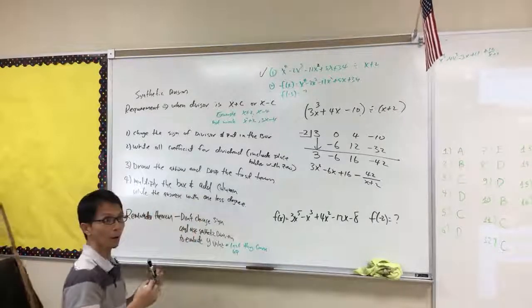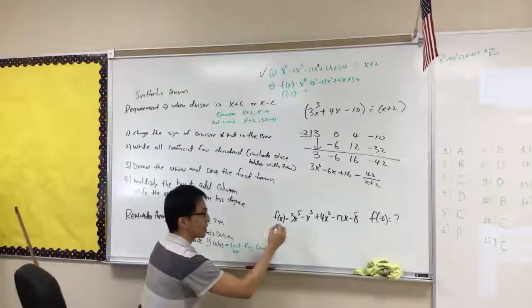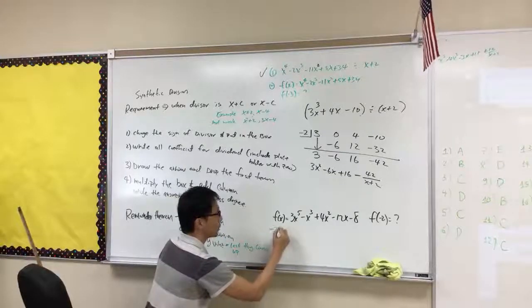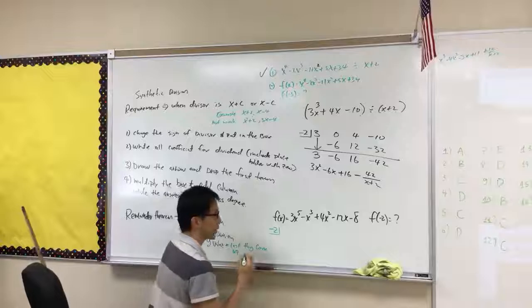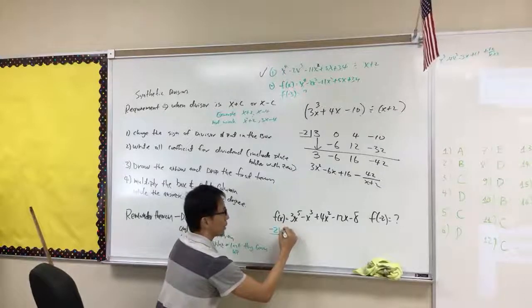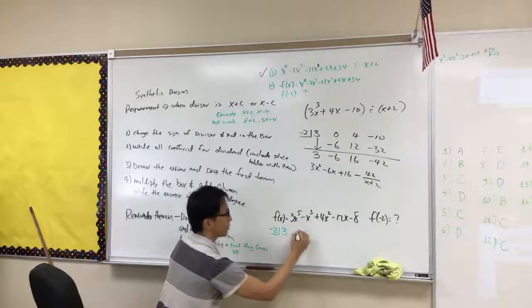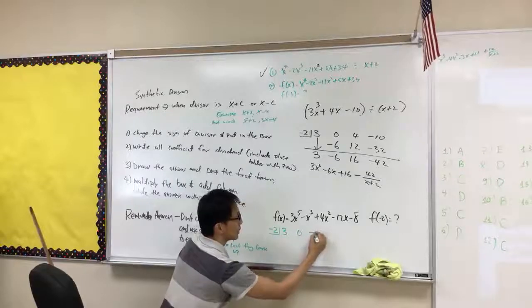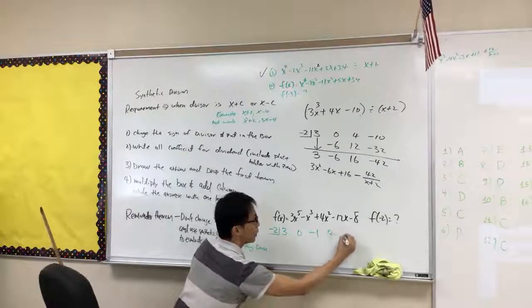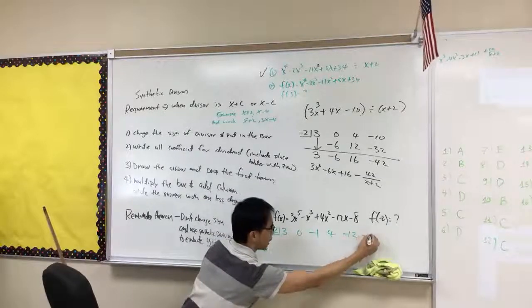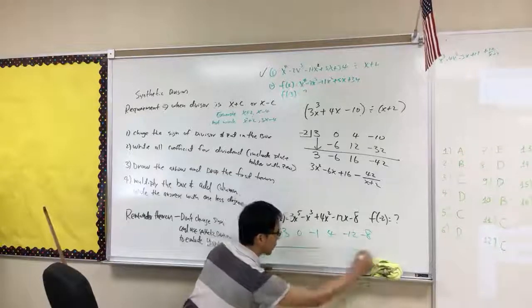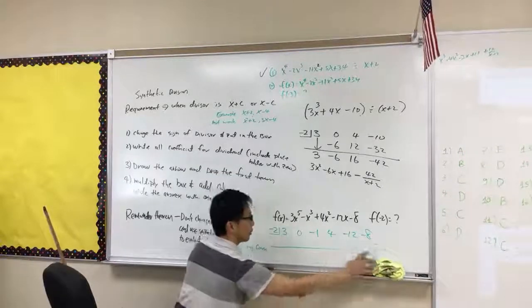Okay, I want to see how long it takes you. I'm just doing negative 2 here. We're going to tell you the answer is negative 56. But we're going to write down all the coefficients, including the 0, negative 1, 4, negative 12, and negative 8.